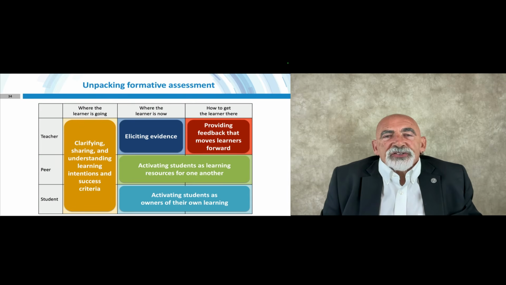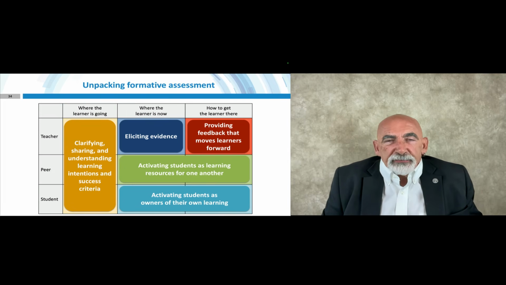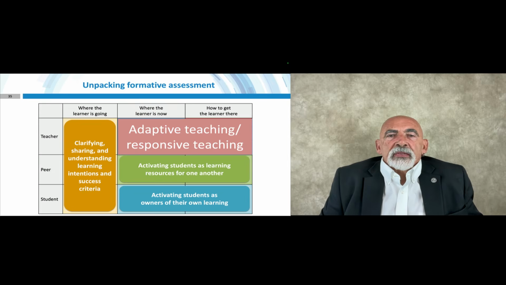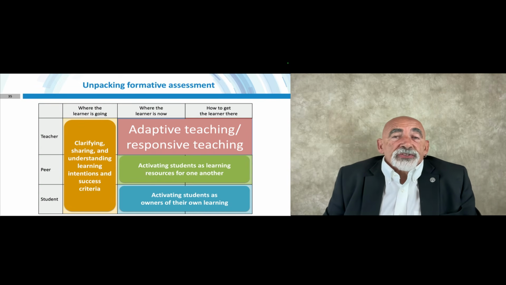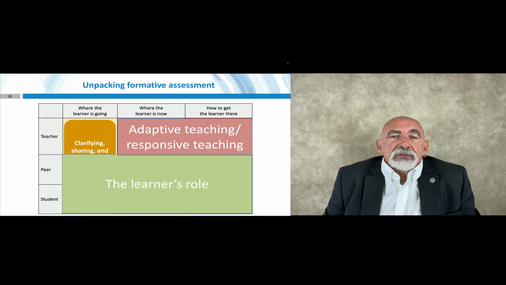I think this last strategy, activating students as owners of their own learning, is the most important. It's where all the other strategies lead. So for example, good feedback works towards its own redundancy because it empowers learners to take more responsibility and more control of their own learning. So the idea is that all these strategies work together to empower our students to become more effective in looking after their own learning. Some people prefer the term adaptive teaching or responsive teaching. I don't, because it misses out the learner's role.